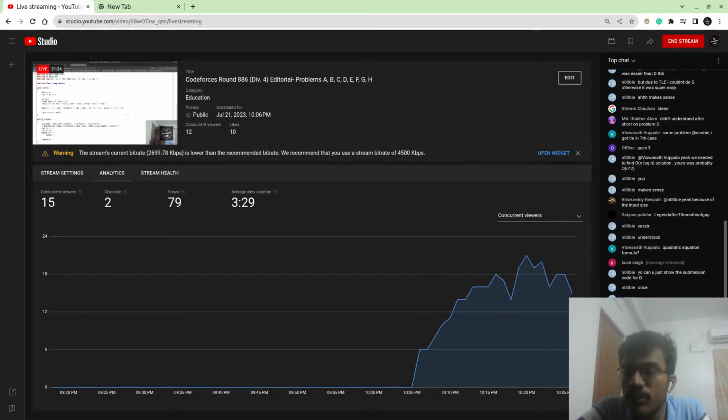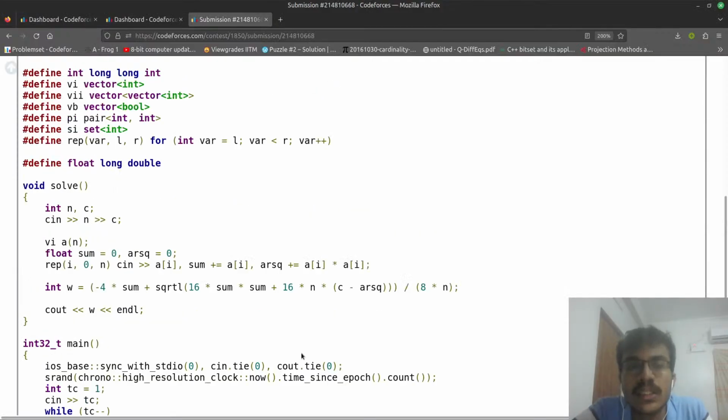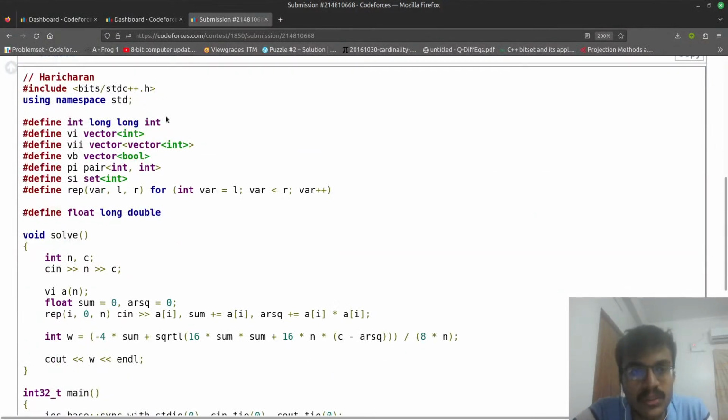Shivam was asking whether it will overflow in int. I've defined my int to be a long. I guess I didn't mention that. In my template, my int is defined to a long, so all my ints are longs by default. So hopefully that solves your question.